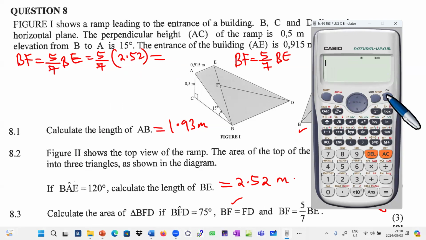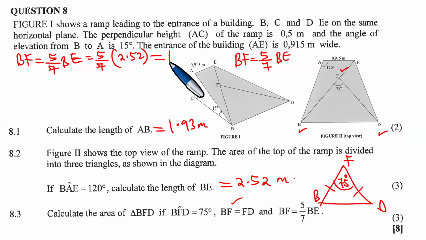Okay, we continue. So what are we getting here? We're getting 5 out of 7 times 2.52. 5 out of 7 times 2.52 gives 1.8. So the BF is 1.8.